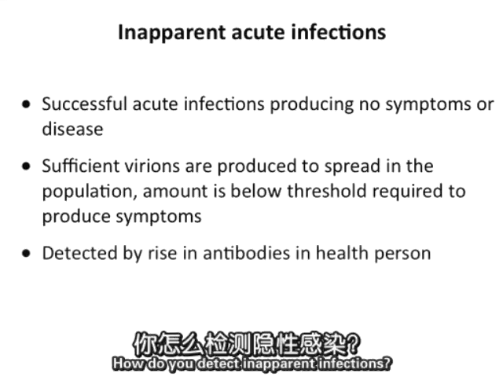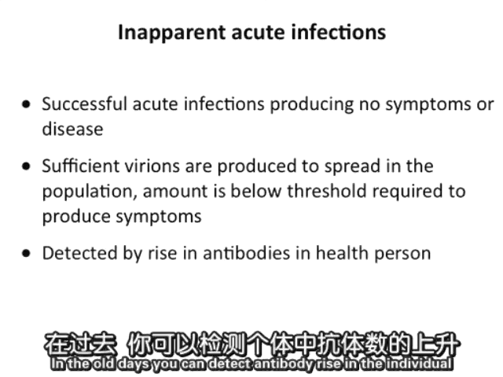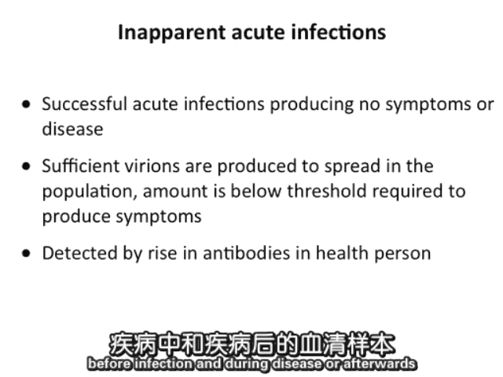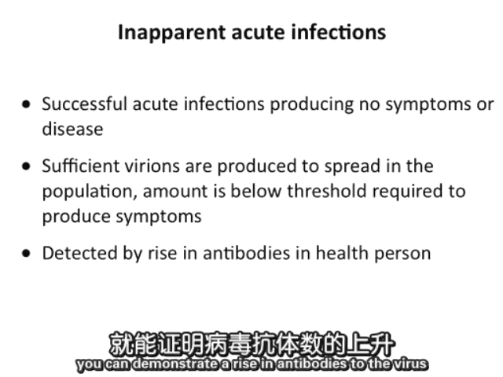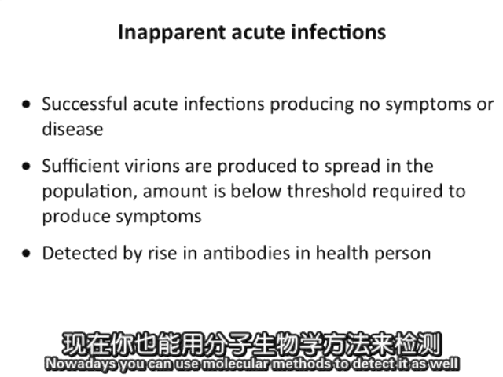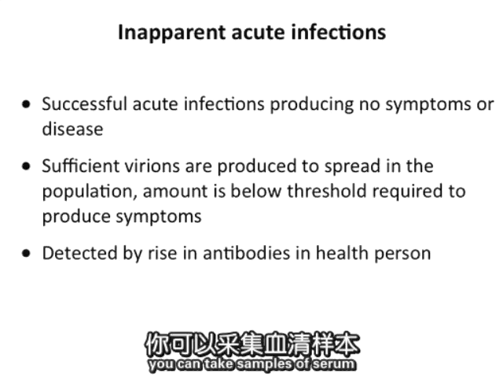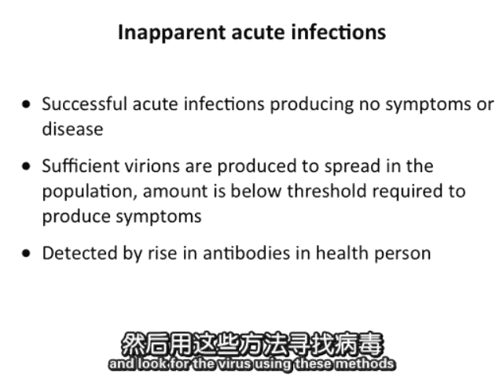How do you detect inapparent infections? Well, in the old days, you could detect antibody rise in the individual. So if you were lucky to have a serum sample taken before infection and during disease or afterwards, you could demonstrate a rise in antibodies to the virus. Nowadays, you can use molecular methods to detect it as well. So if you suspect that there's an infection in a population, you can take samples of sera and look for the virus using these methods.